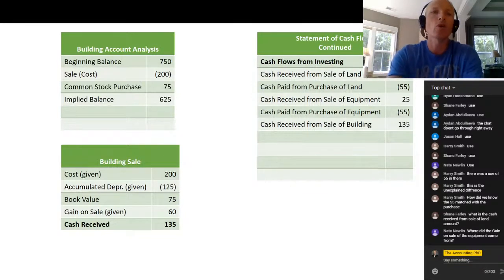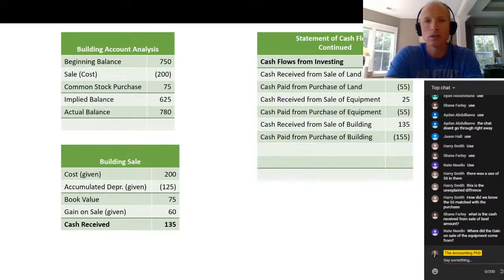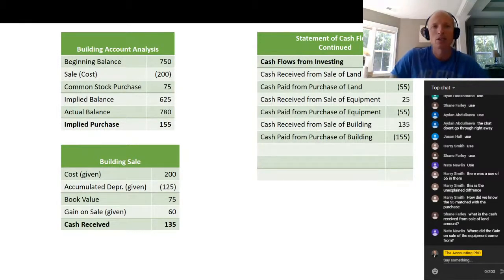So the other information we were told is that there was a purchase of a building using common stock for $75. So that tells us that if this is all that had happened in our building account, the balance in the building account should be $625. The actual account balance is $780, which means there must have been a purchase of $155. So again, that's where this information comes from. You're trying to reconcile the implied balance to the actual balance, and in this case, there's an implied purchase of $155. Again, putting together the puzzle.